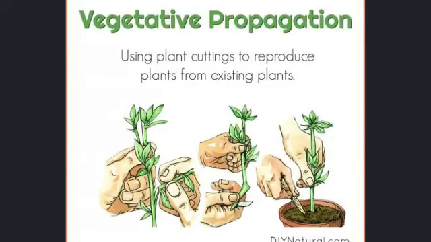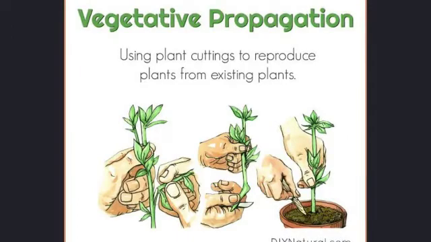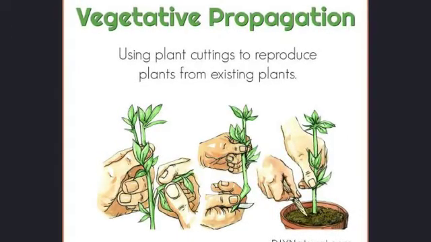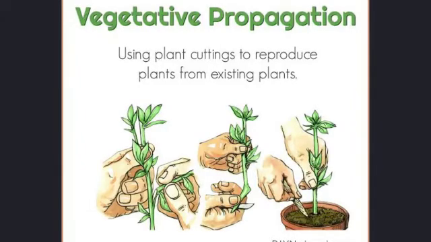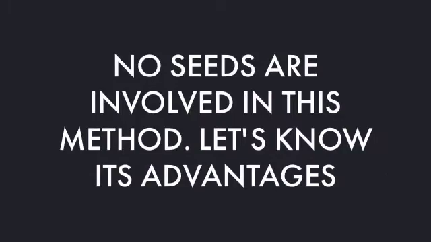Vegetative propagation is a method in which we do not use seeds. Rather, we use vegetative parts of the plant like stem, roots, leaves to increase the plant's population. Alright, children, I know you all must be wondering what is the need of vegetative reproduction when we can simply grow a plant with the help of a seed.